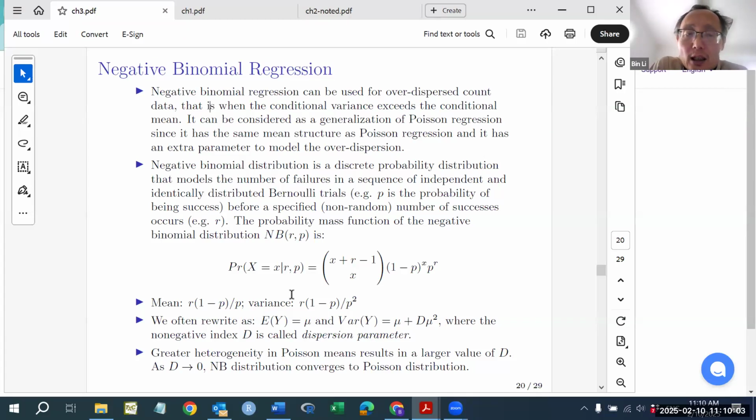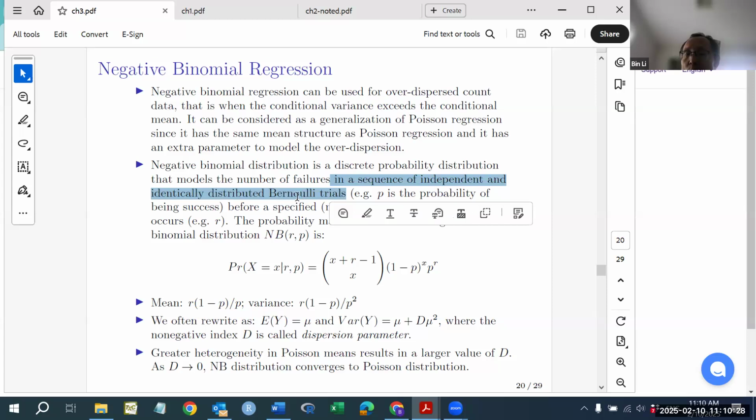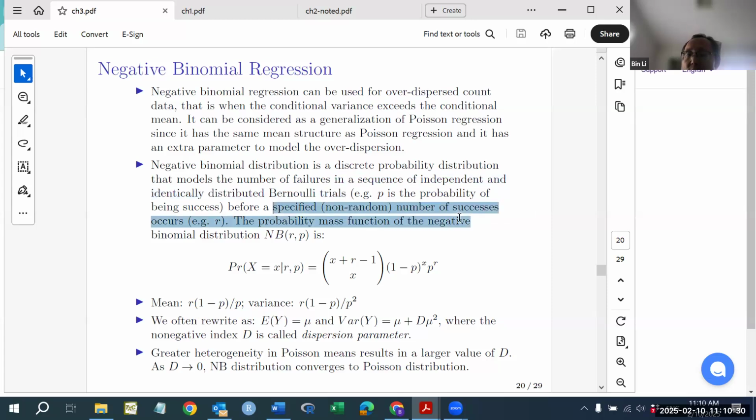Okay, so the negative binomial distribution is a discrete probability distribution like the binomial, but it's negative binomial. Why is it called a negative binomial? Because it models the number of failures in a sequence of independent and identically distributed Bernoulli trials before we reach a specified number of successes.